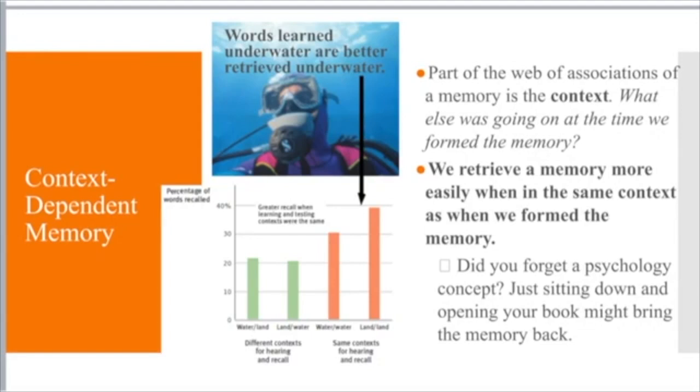Oftentimes people say that context-dependent memory, like kids will want to sit in the same exact seat that they were in for the entirety of the class. I know some teachers move people around on test day, we're going to sit alphabetically so you're not by your friends or whatever. But kids sometimes want to sit in their same seat because of this context-dependent memory. If you learned it in that seat, you're more likely to remember it in that seat. We retrieve a memory more easily when in the same context as when we form the memory, right?